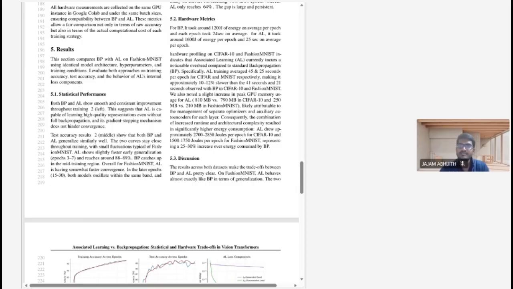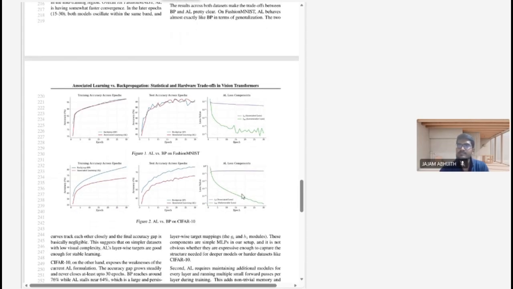And here is the kicker: energy consumption was significantly higher for AL. We saw 2700 to 2850 joules per epoch for CIFAR-10 and 1500 to 1750 joules per epoch for FashionMNIST. That's a 25 to 30% increase over backpropagation. So not only is AL slower, it's also more energy hungry. Now, why is this happening? Well, the per-layer forward passes, the target generation, and all those auxiliary autoencoders add enough overhead that AL actually ends up being less efficient than backpropagation, at least in our implementation and for this dataset, CIFAR-10.